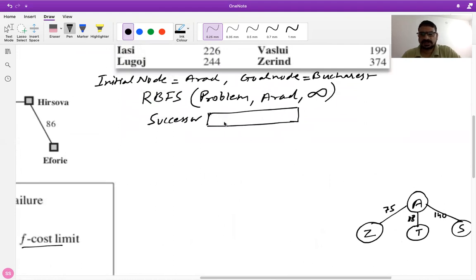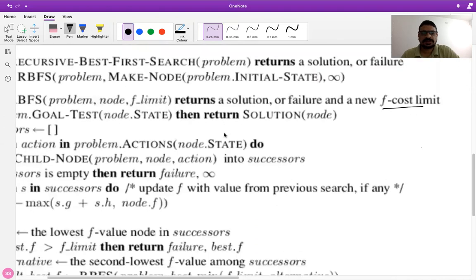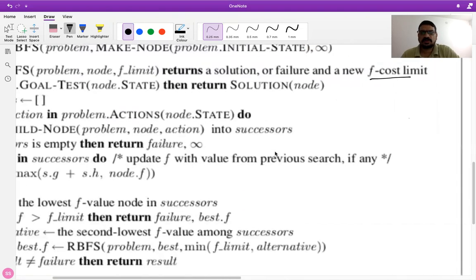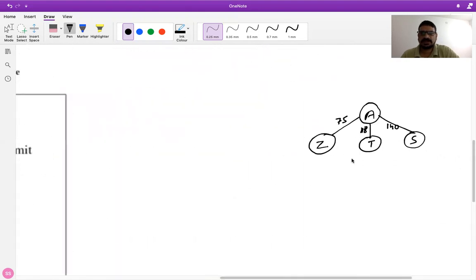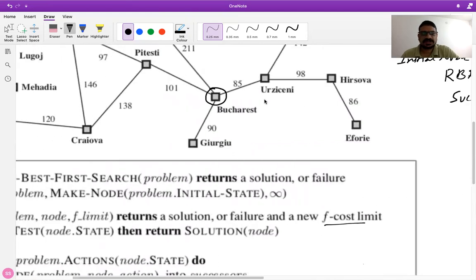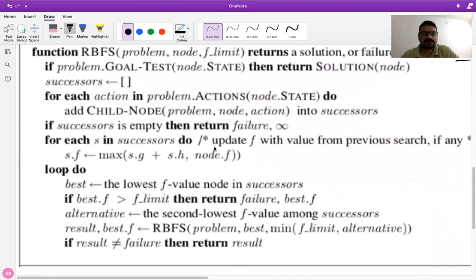So let's say Zerind, Sibiu, and Timisoara, I am putting into the successor list. Now the next thing: if successor is empty, then return failure. Is my successor empty? In my successor there are 3 nodes. It is not empty, so this condition is not satisfied, and I'm not going to execute that failure.